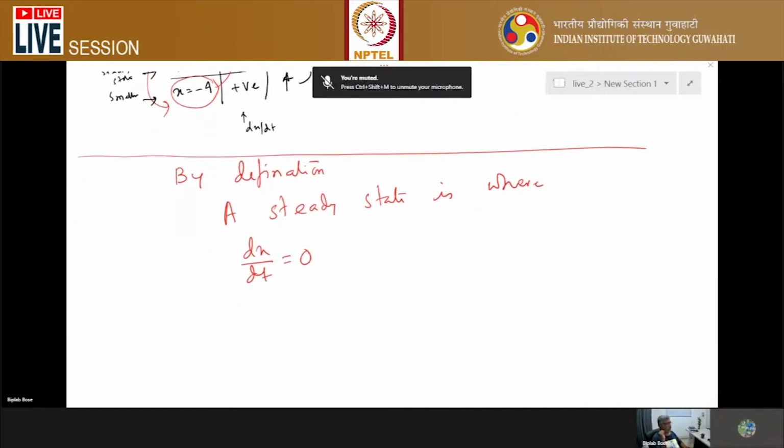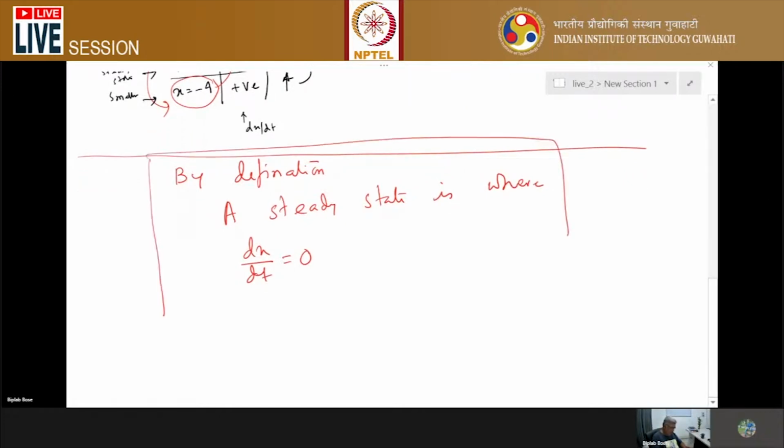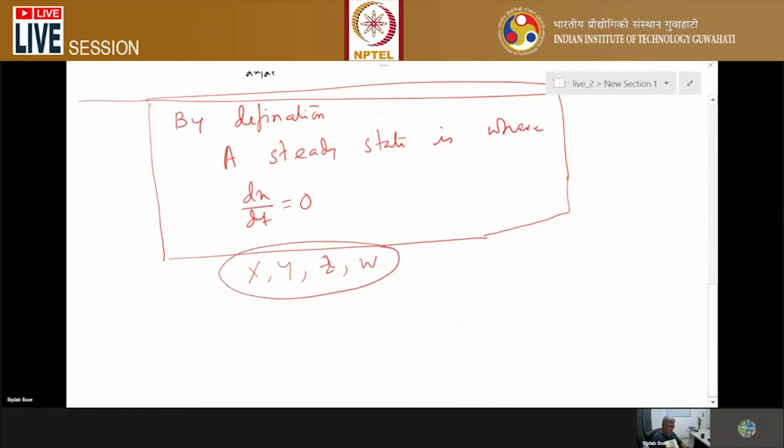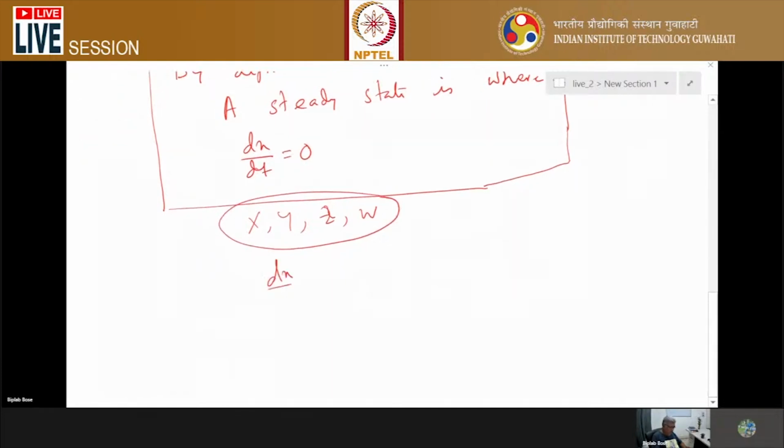Okay, Raju, I hope you got the answer, right? So I have written it down. By definition, that is the steady state, because at steady state the dependent variables are not changing with time. So if my system has x, y, z, w, all dependent variables, then what will happen in steady state? dx/dt equals dy/dt equals dz/dt equals dw/dt, all derivatives must be equal to 0.